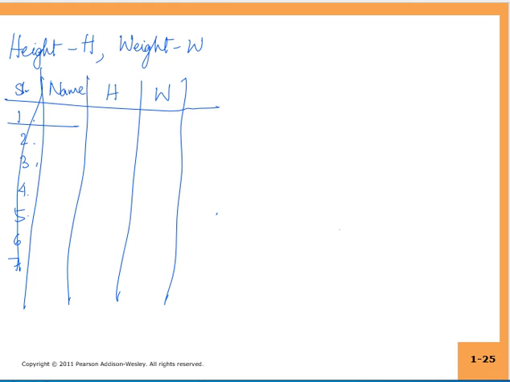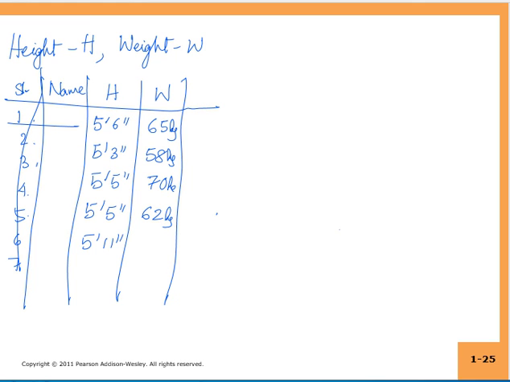So say the first person has a height of 5 feet 6 inches and a weight of 65 kgs. The second person has a height of 5 feet 3 inches and a weight of 58 kgs. The third person has a height of 5 feet 5 inches and a weight of 70 kgs, and so on and so forth. Another person may have a height of 5 feet 5 inches and 62 kgs. Another person may have a height of 5 feet 11 inches and 85 kgs, and so on and so forth. Now, how do you describe a joint distribution of these two variables?